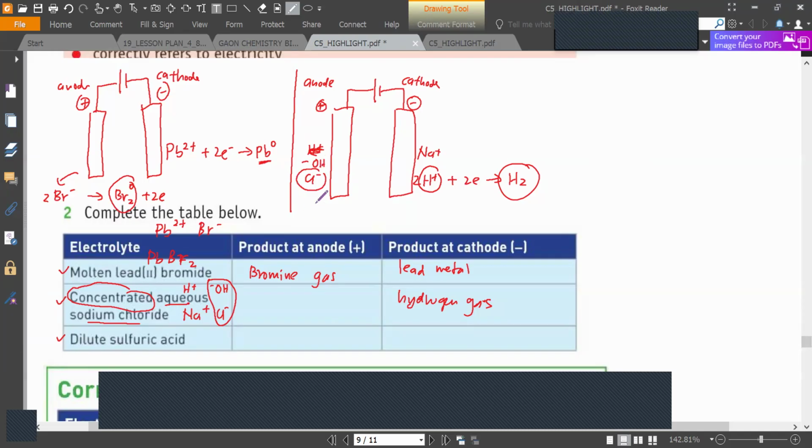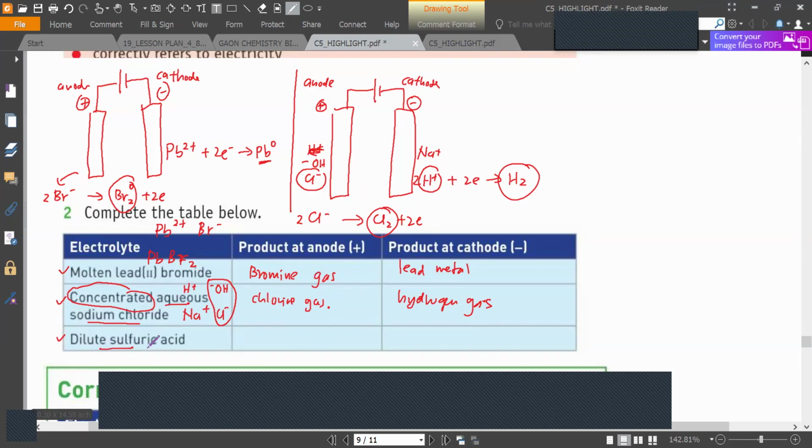Chloride, and then it will lose two electrons, like this. So we end up with chlorine gas on this side.